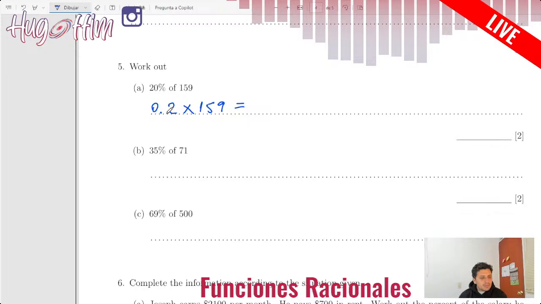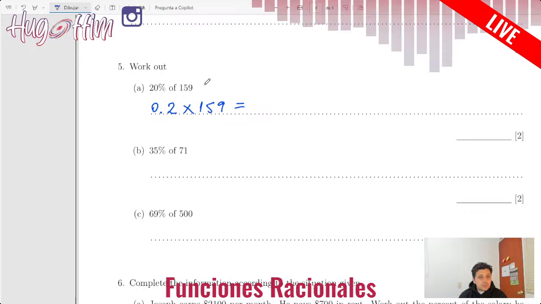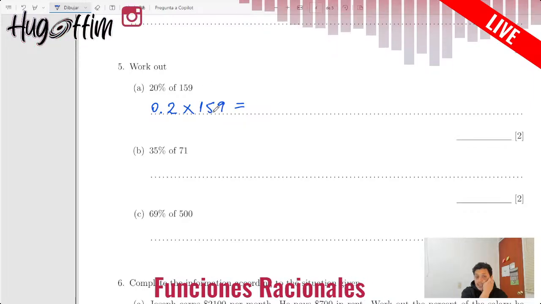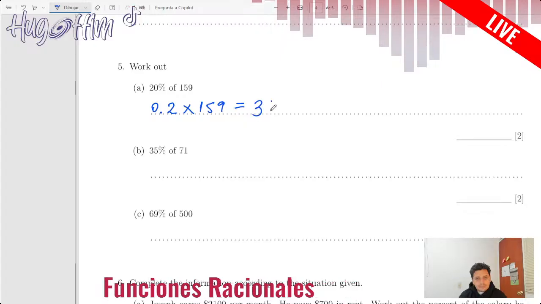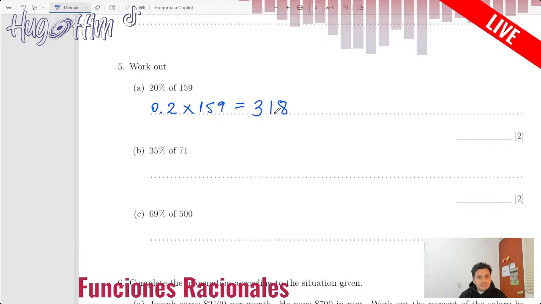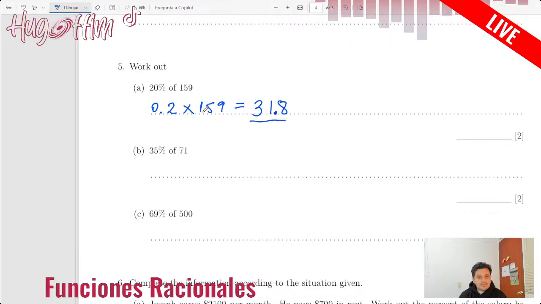So I'm going to multiply 2 times 159. 2 times 100 is 200. 2 times 50 is 100, so it's 300. 318. So 318. But I need one decimal place, so it will be 31.8. That will be 0.2 times 159.